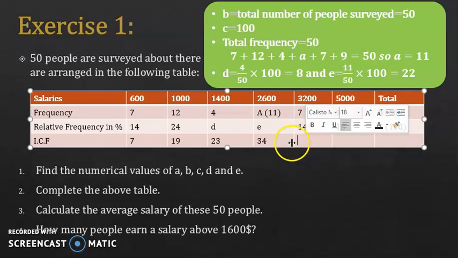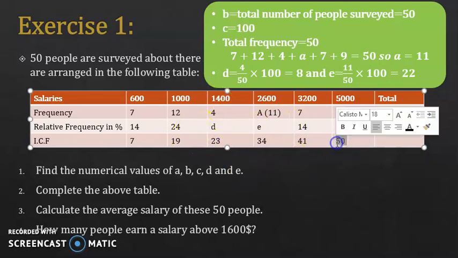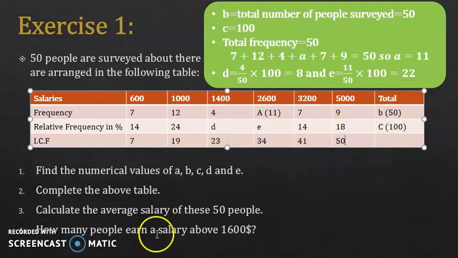Then 7 plus 34, you get 41. Then 9 plus 41, you get 50. Notice that the last value of the increasing cumulative frequency should always be equal to the total frequency, because you're adding the frequencies up each time.